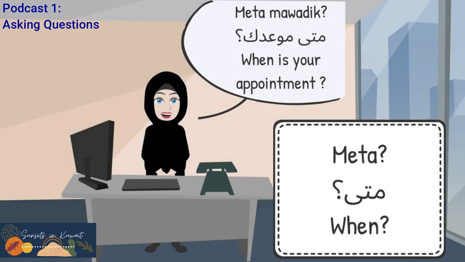Very well. If you have an appointment somewhere, sometimes the assistant will ask you, Meta mou'adik? When is your appointment? So meta is when, and موعد is appointment. موعدك, your appointment. موعدك, your appointment for a female. موعدكم, your appointment, all of you. So you change the end of the word to refer to a specific person, like شلونك, شلونك, شلونكم.